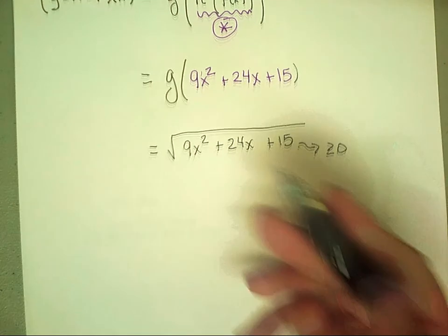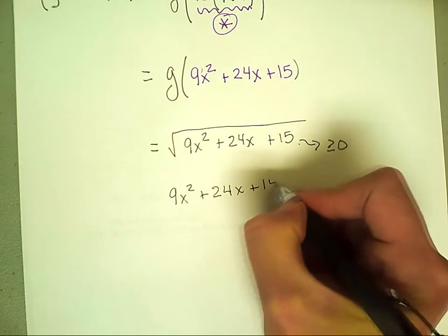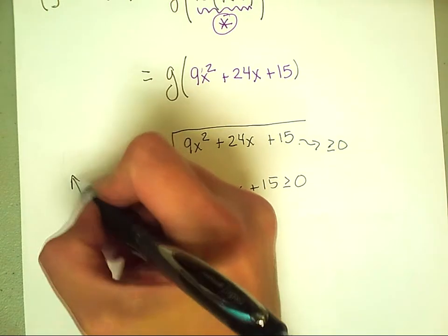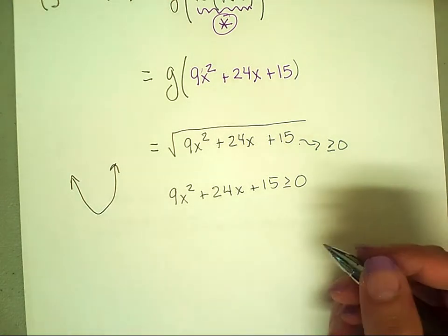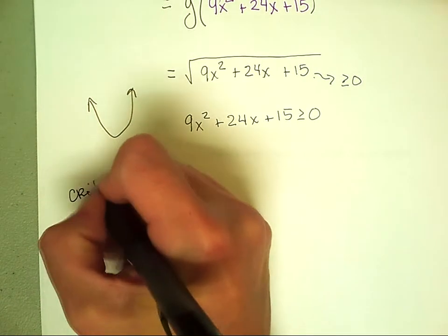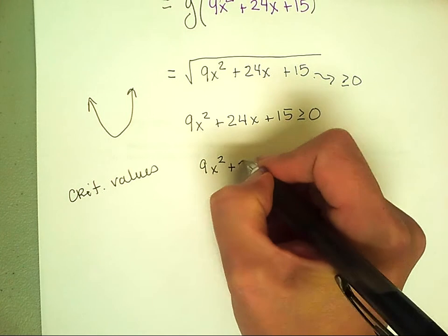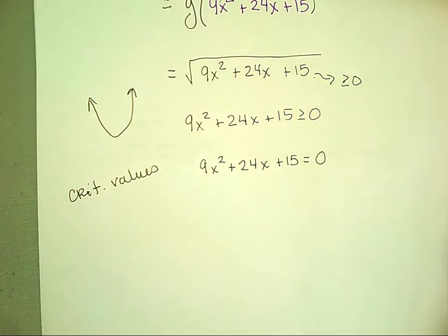And the trouble is that this is no longer linear, so we cannot just solve 9x squared plus 24x plus 15 as being greater than or equal to 0, because it's not linear. Okay. Remember, this is going to be some type of parabola. So there's going to be certain values for which it's greater than or equal to 0. So remember, this is the case where we're going to use our test point method. We're going to find our critical values. That is, first we have to solve the equality to get these critical values.